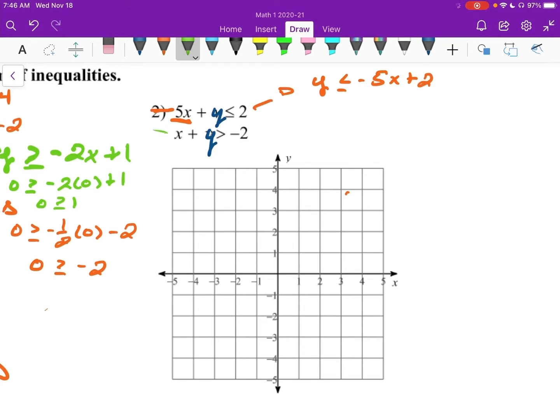Now for the green one, I need to get my y by itself. I'll subtract x from both sides. So I'll have y is greater than negative x minus 2. So there we are. There are our 2 lines ready to graph.